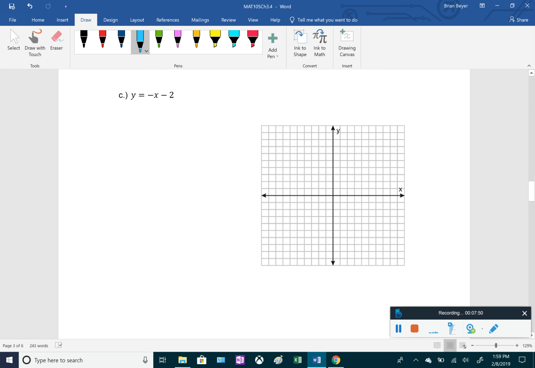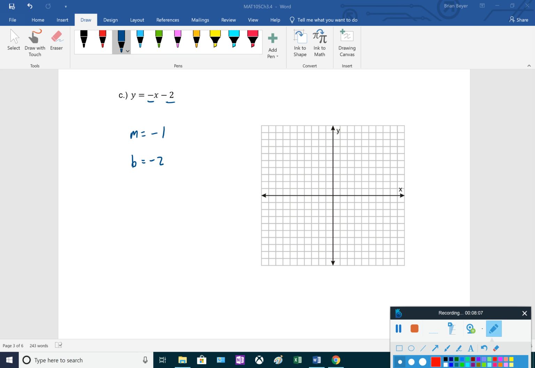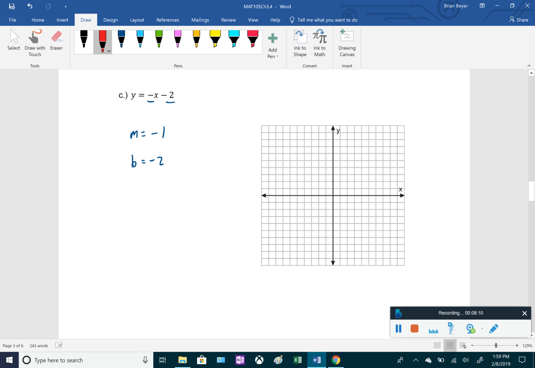Okay, next one, y equals negative x minus 2. For our slope, there's just a negative, which means it's negative 1. And our y-intercept is that negative 2. So let's plot that point for the y-intercept, negative 2. For a slope of negative 1, we want to write it as a fraction. We have an integer here, just negative 1. Writing it as a fraction, we just put it over a denominator of 1 every single time. So this is going to be negative 1 over 1.